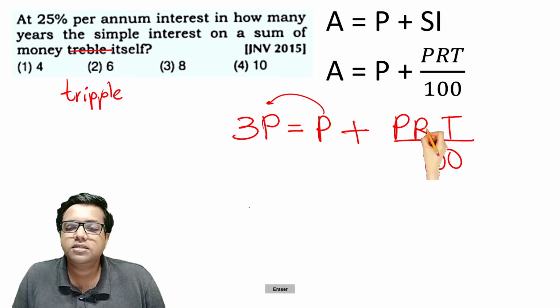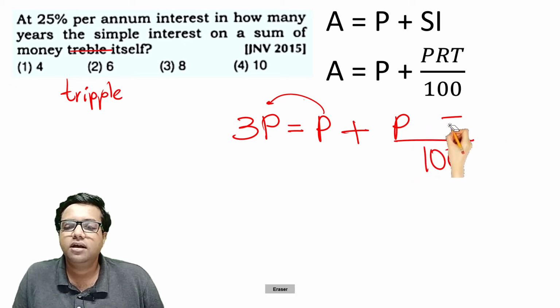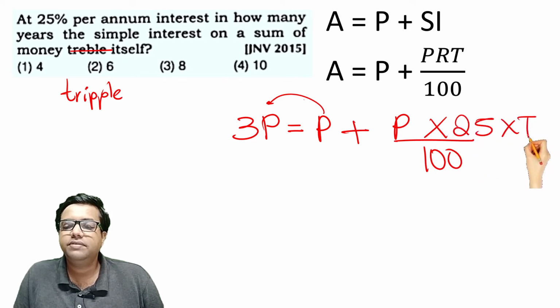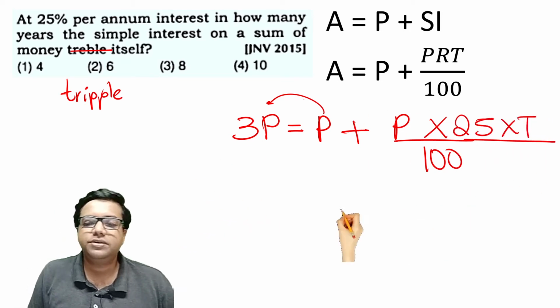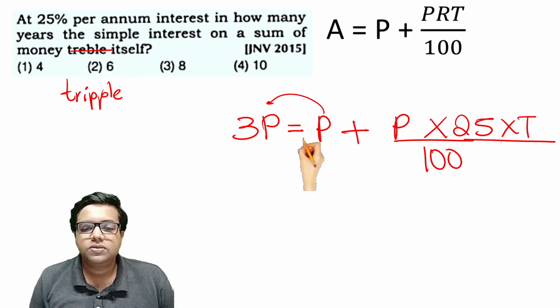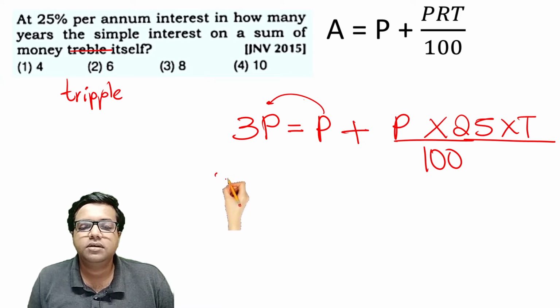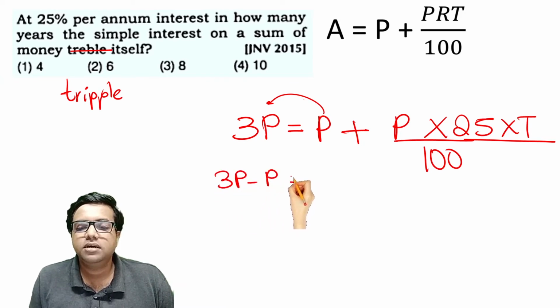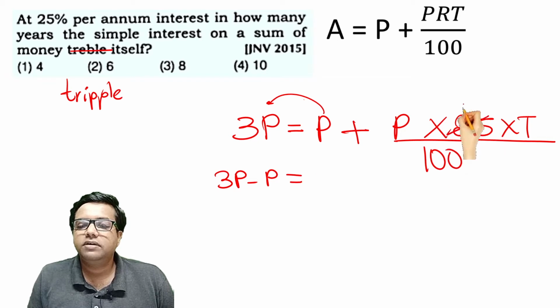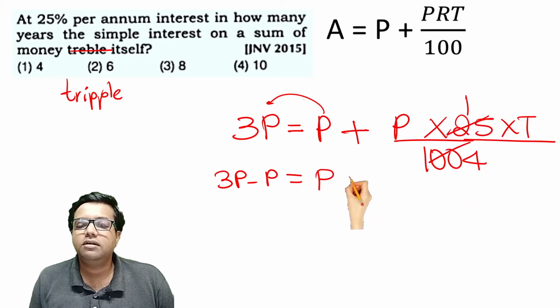R is given here, R is 25%. 25 into time, which we don't know. Now we need to solve this. So P will cross over to the other side. It will become 3P minus P is equal to 25 ones are 25, 25 fours are 100. This will leave you P into T by 4.